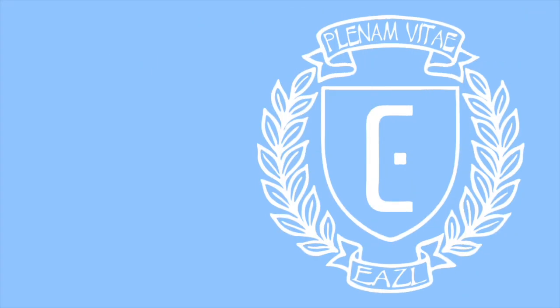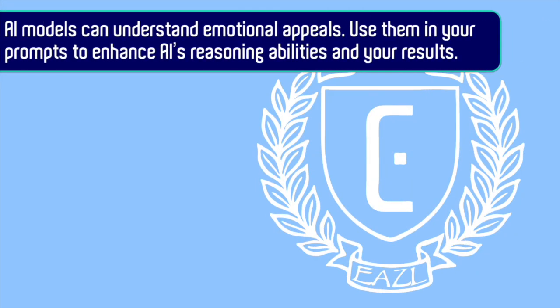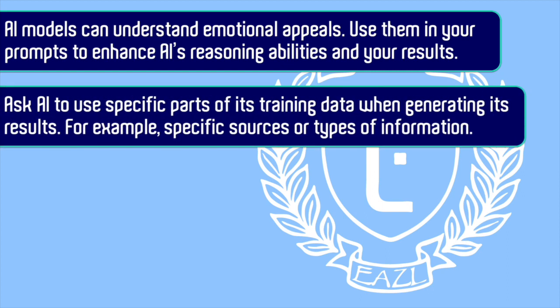So in summary, AI models can understand emotional appeals. Use them in your prompts to enhance AI's reasoning abilities and your results. Ask AI to use specific parts of its training data when generating results. For example, specific sources or types of information.